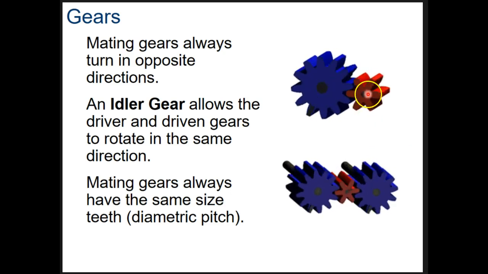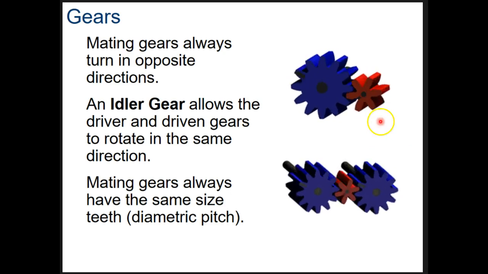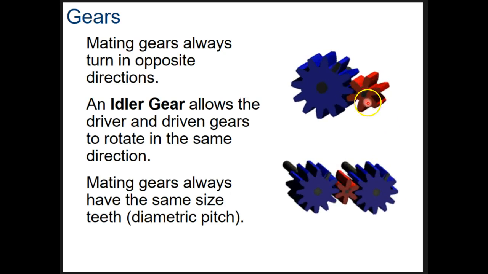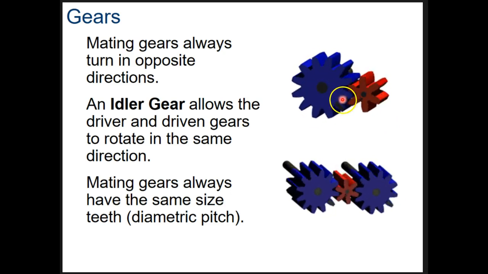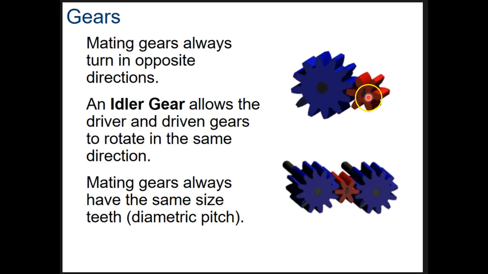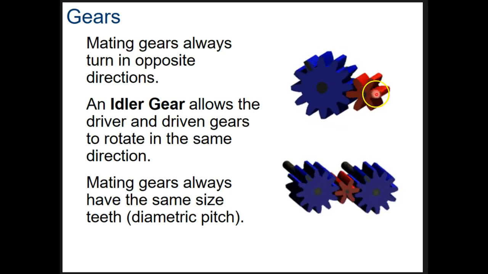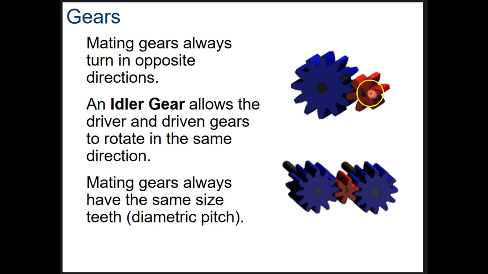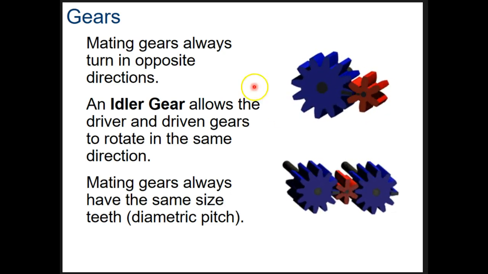Whenever you have two gears that are contacting each other and they're turning, they always turn in opposite directions. You can see in this case the blue gear turns in a clockwise direction and the red gear turns in a counterclockwise direction. Did I say that wrong? No, that's right. It's turning in a counterclockwise direction.